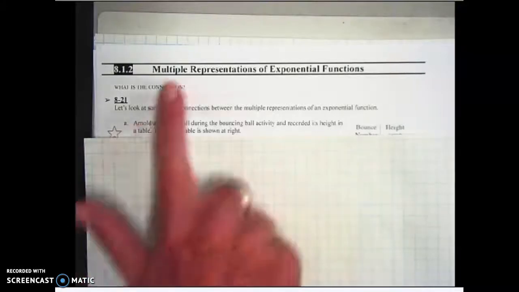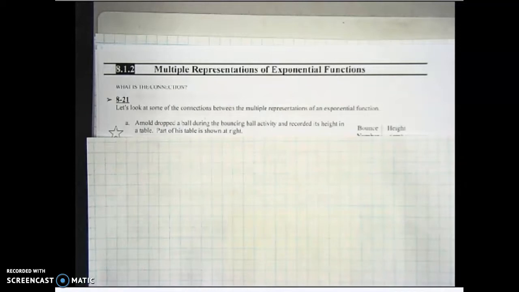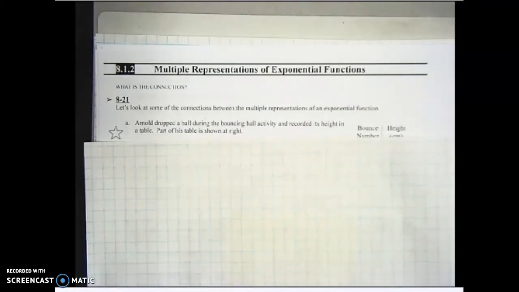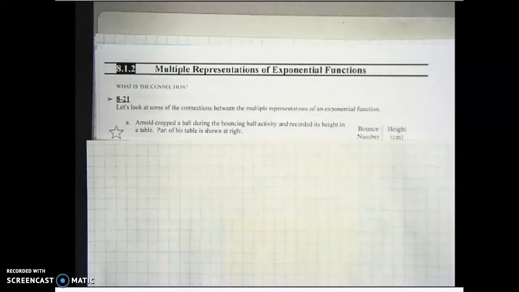812, which is titled Multiple Representations of Exponential Functions, and we're going to answer the question that says, what is the connection? So question 821 says, look at some of the connections between the multiple representations of an exponential function.